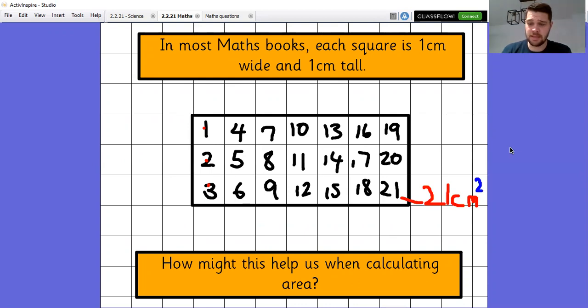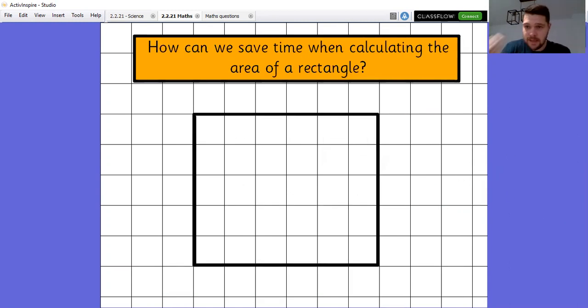21 centimeters squared. This squared here is really, really important. We don't need it for perimeter, but any answer we're given with area, it must be squared. Don't forget that little 2 at the top after the centimeters.